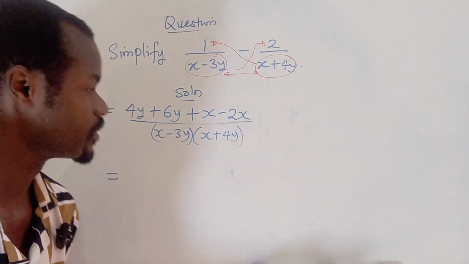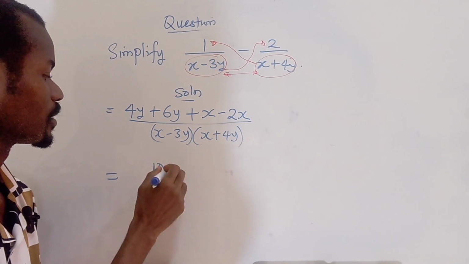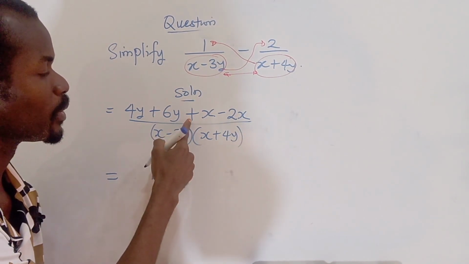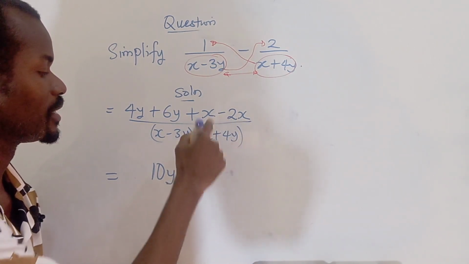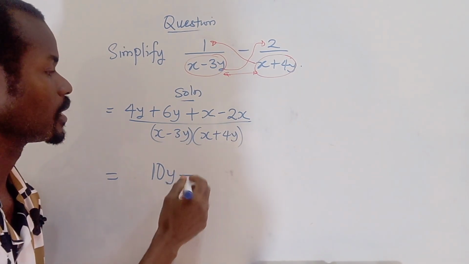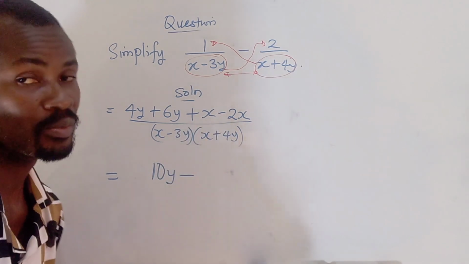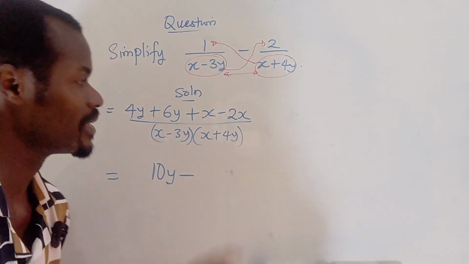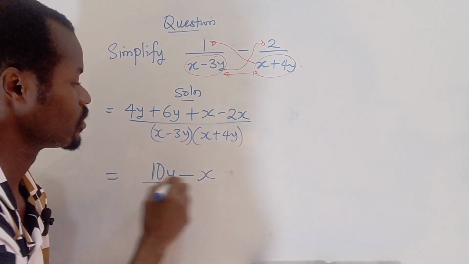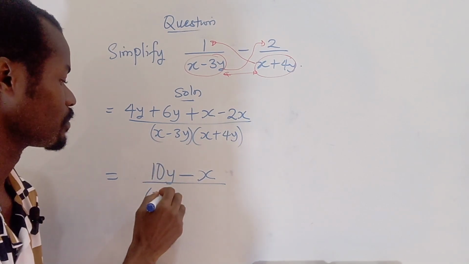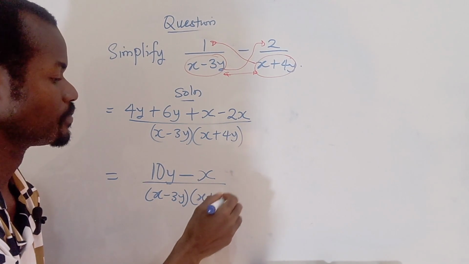So 4y plus 6y is going to give me 10y. Now what about plus x minus 2x? 2 is bigger, so I want to pick this sign. So we have minus. Now since we have plus minus, we are going to subtract. So 2x minus x is going to give us x. So divide by x minus 3y multiply x plus 4y.